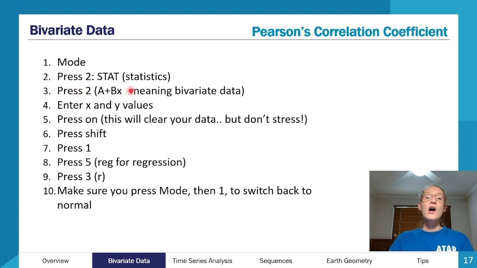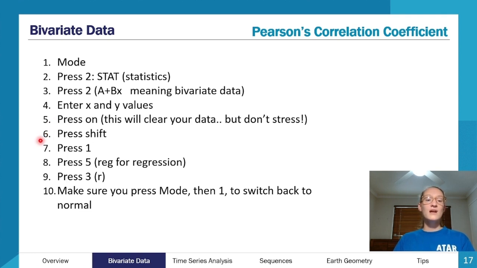And then you'll press 2, which will say A plus BX, which is referring to bivariate data. You can see we've got our two variables there. Then it'll bring up a little table on your calculator screen, and you enter your data values. So if, for example, your X value is 5, you'd put 5, enter, and that would add it to your table. You can enter all your X values and all your Y values by putting the number in, then pressing enter, and by moving around the table grid using the arrow keys on your calculator. Once you've entered all your data and finished, you press on, and that will clear your data off the screen. But don't stress, your calculator has it stored in its memory, it's not gone.